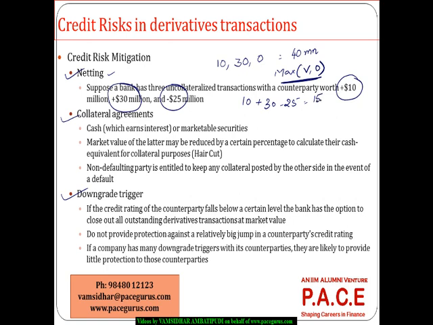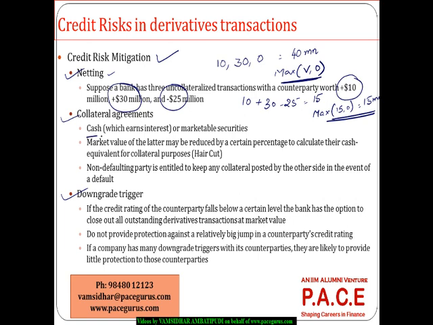So I'll make this as the maximum of 15 comma 0. So the exposure is just 15 million because of the netting. That's the way I can mitigate the risk, and it can reduce the overall risk in the position. The second is collateral agreement.